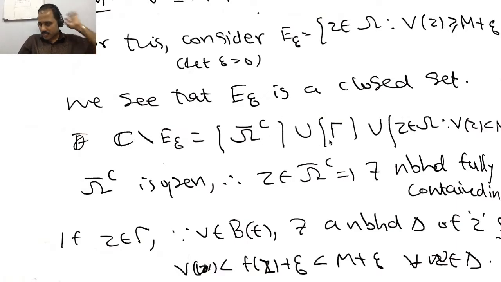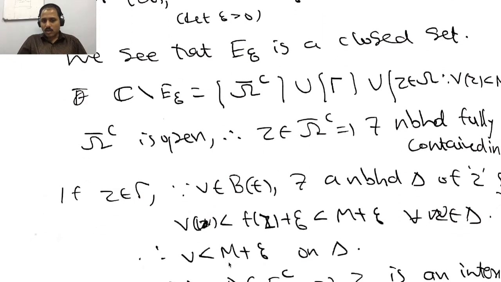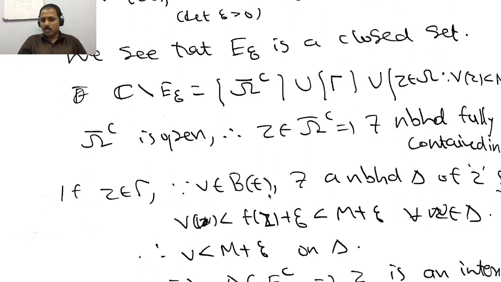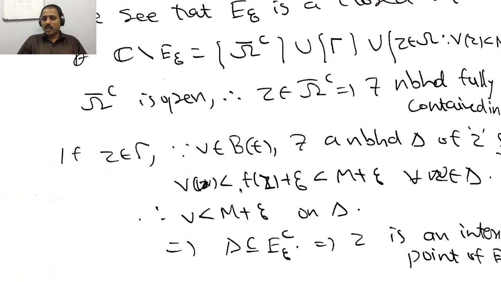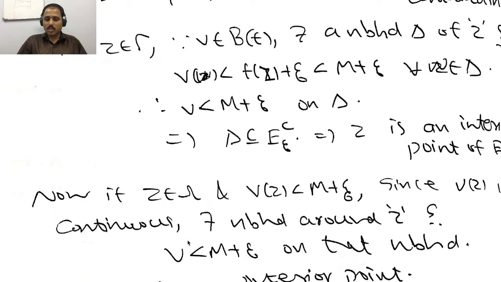Now you take a point in the boundary. Since V belongs to Bf, there is a neighborhood delta such that V of z is less than f of theta plus epsilon, which is less than M plus epsilon, for all z in this delta. So in a neighborhood also this inequality is satisfied. So delta is fully contained in the complement of E epsilon. So if it is a boundary point, then it is also an interior point. Similarly, you can prove that any point here is also an interior point of the complement of E epsilon. Therefore, the complement of E epsilon is open, and therefore E epsilon is closed.